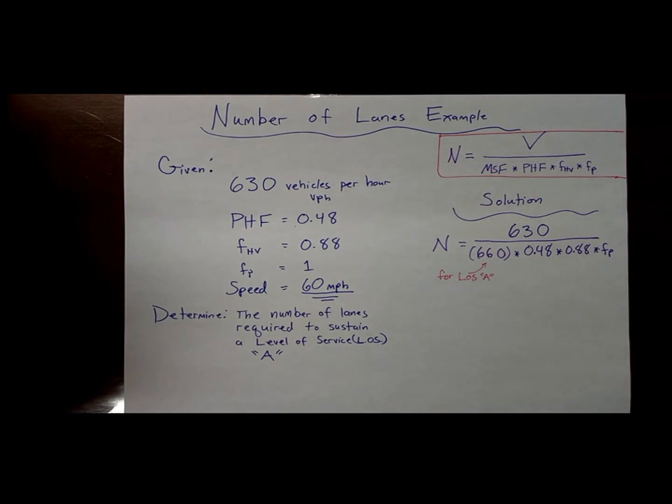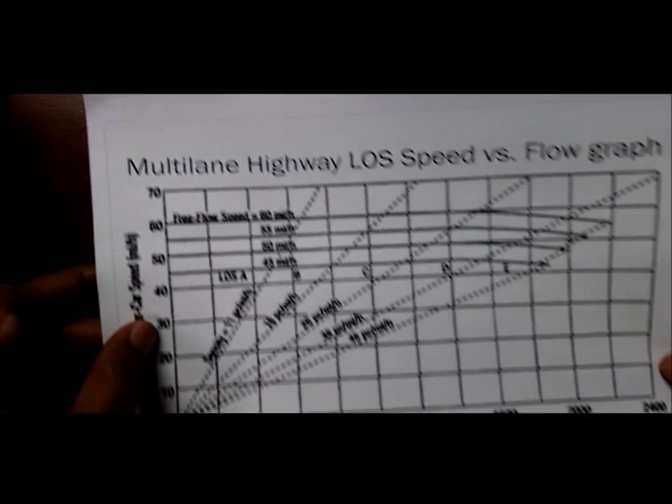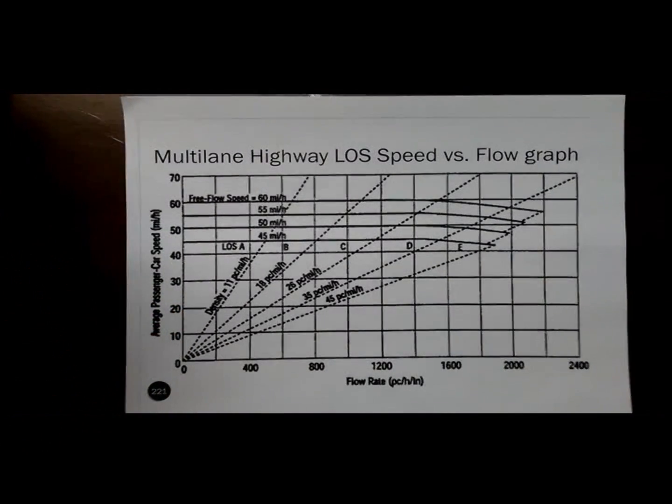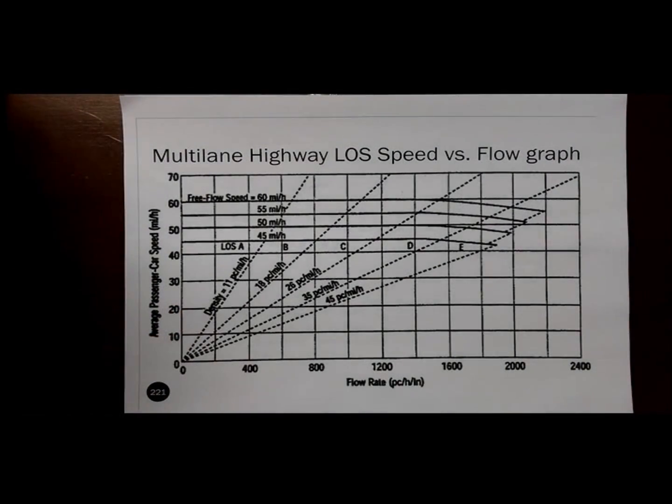660. And eventually I could just solve it out. But I didn't want to just show it to you there. I also want to show it to you on this sheet here. This sheet is showing you the speed flow diagram, speed and flow rate diagram, and the flow rate down here is in passenger cars per hour.